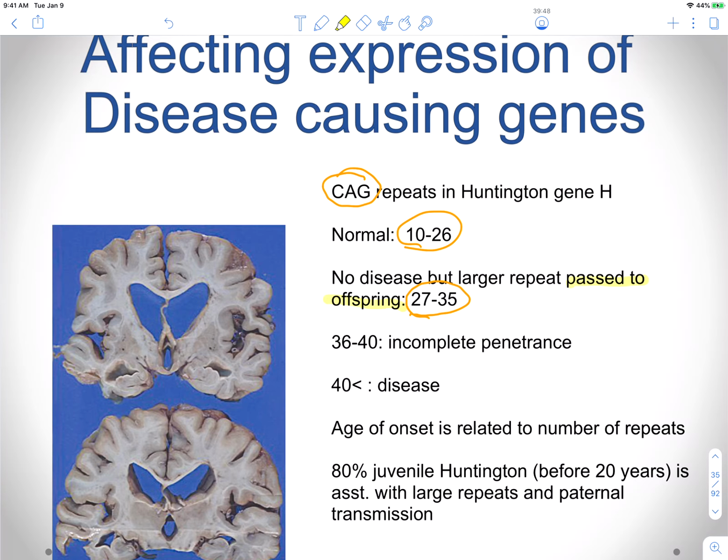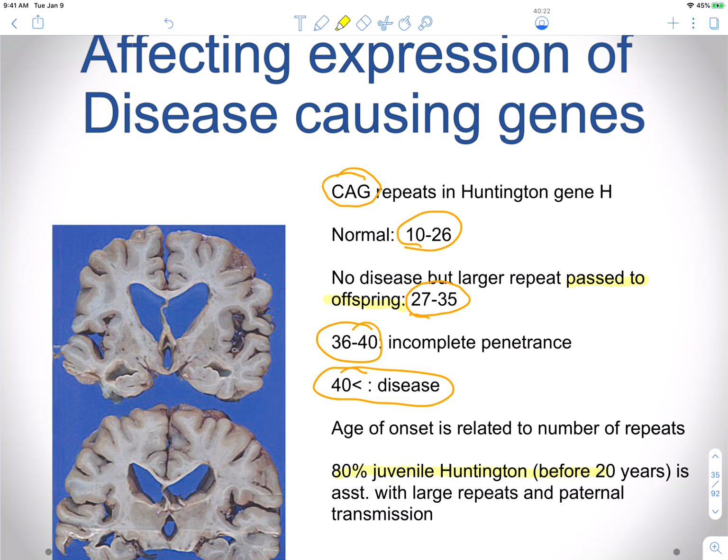because now your offspring are starting off already with a larger number of repeats. And so if they add to that, they can present with disease at a much earlier age. If the repeat is at 36 to 40, this is called incomplete penetrance. So you can have the disease, but a lot of people will not have the disease when you're at this number of repeats. Greater than 40 is where you start to see the disease present all the time. And then the age of onset is going to be related to the number of repeats.